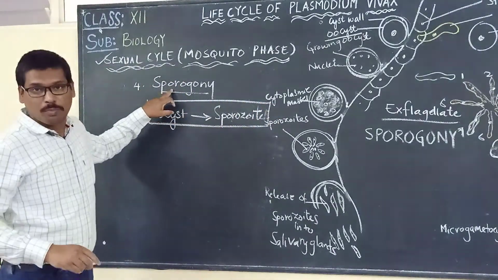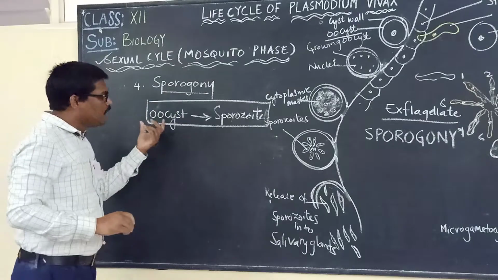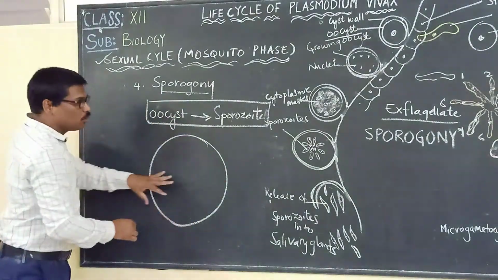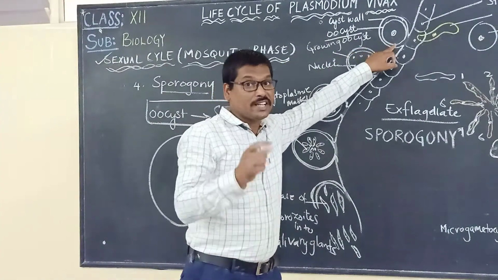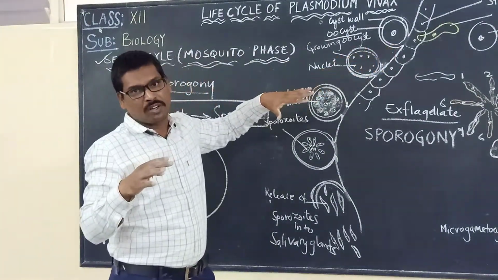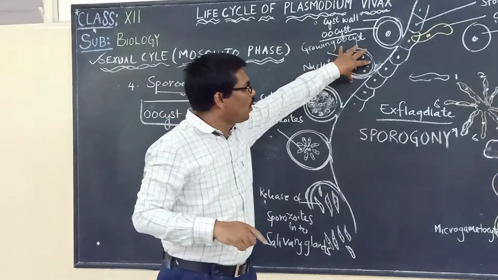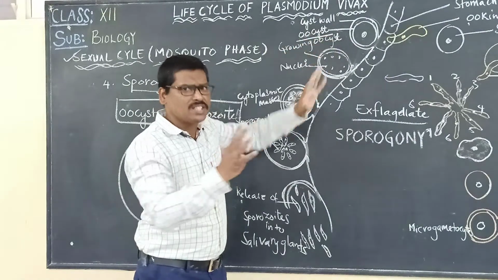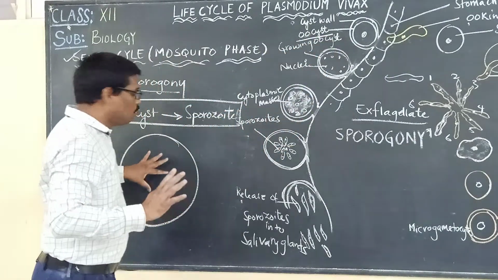So if this is the oocyst, here is the oocyst. We said that there can be 50 to 500 oocysts present on the surface of the stomach wall of the mosquito. Now we are going to see what is happening in the oocyst. We are picking up one oocyst to understand it.